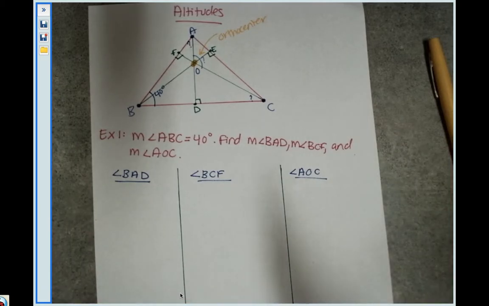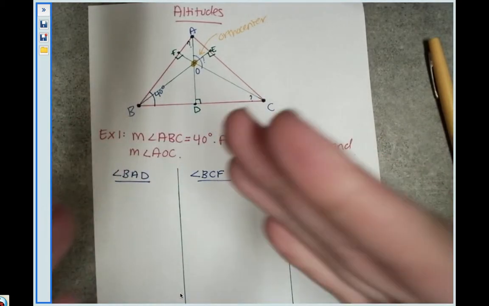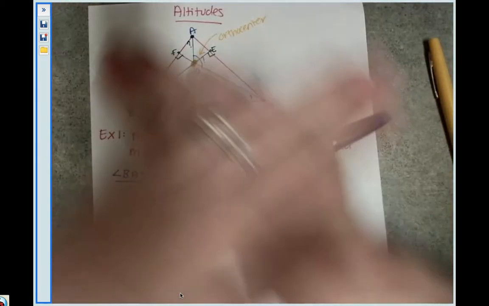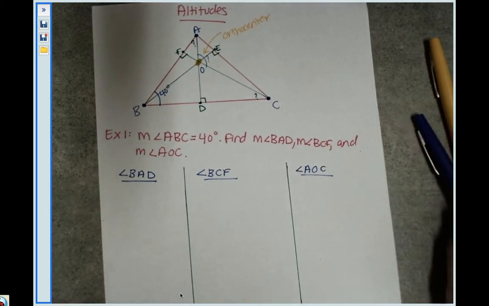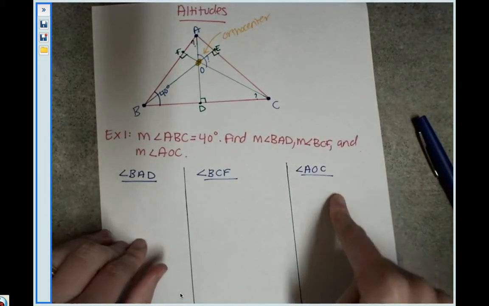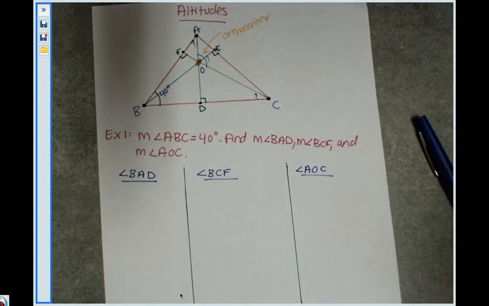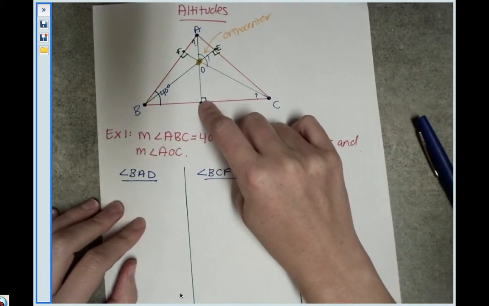Alright, so let's take this one piece at a time. Now in geometry, sometimes you have to look within the shape. You have to find shapes within the shape to help you find the angles or pieces you're looking for. Okay, so we're going to have to dig into this triangle to eventually find these three angles. Okay, so BAD. So the first one I'm finding is B to the A to the D, the bad angle.